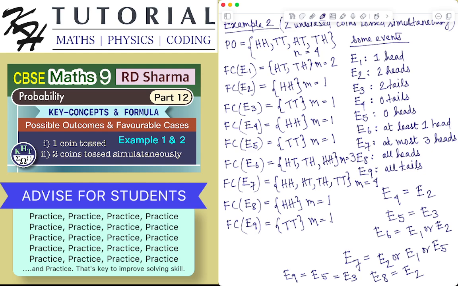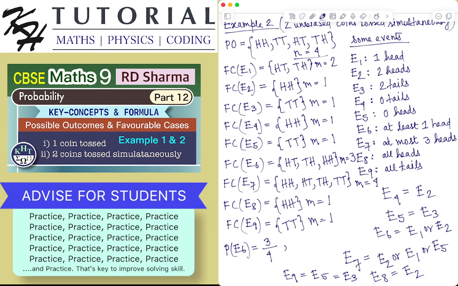Okay, so now if we are asked what will be the probability of event E6, the probability of the event E6 will be the number of favorable cases to event E6, m is 3, so 3 by the total number of possible outcomes, n is 4. So 3 by 4.